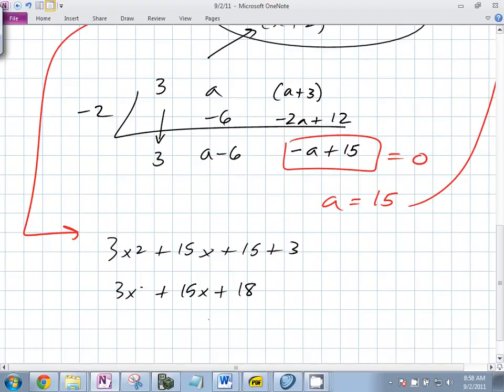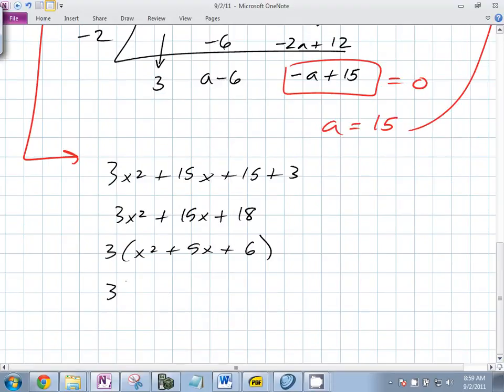What do we factor out first? 3. x squared plus 5x plus 6. What does this factor into? 3 times (x plus 2) times (x plus 3). So that's the numerator. So our new limit is this.